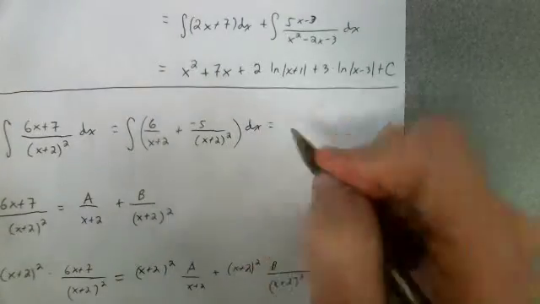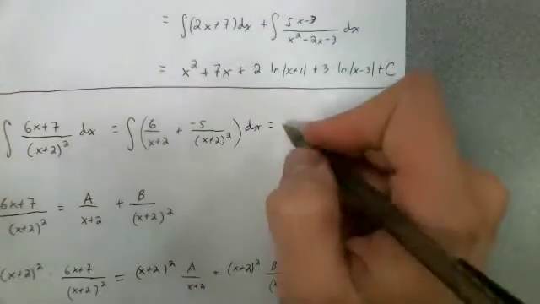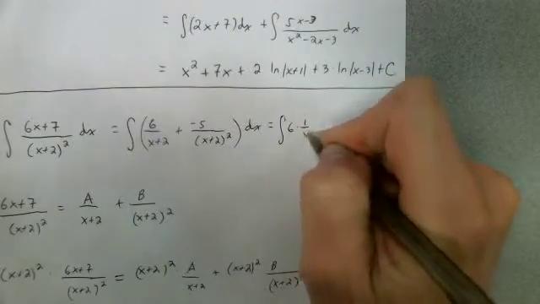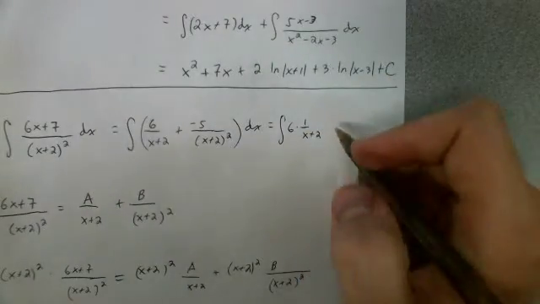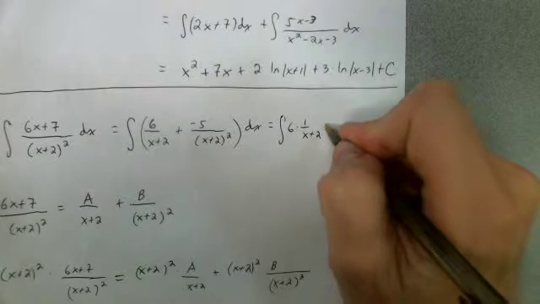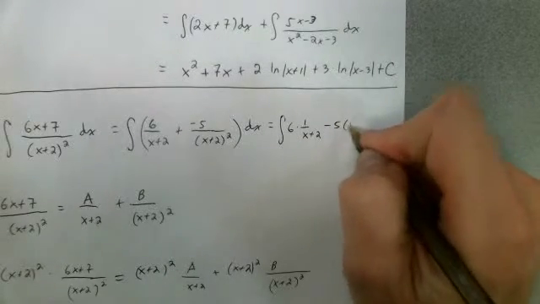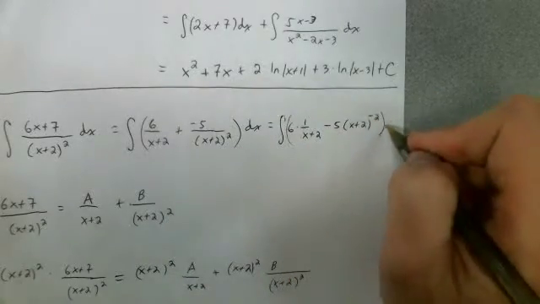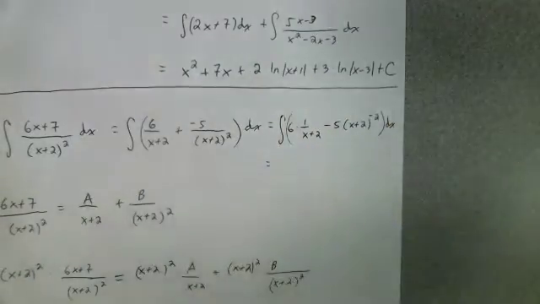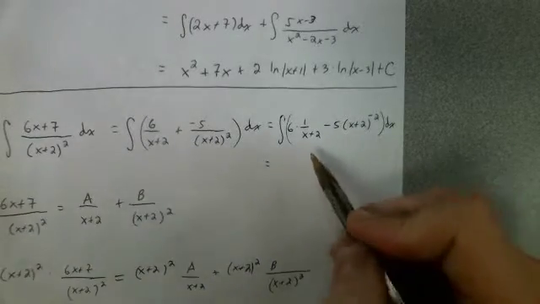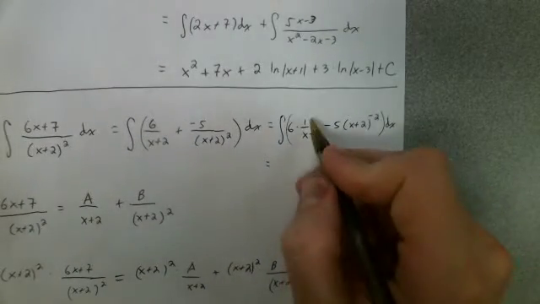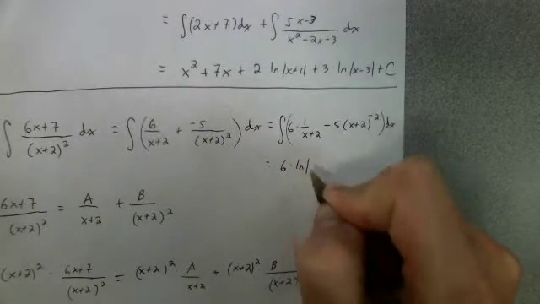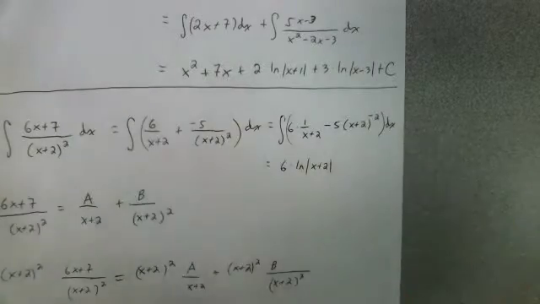So, all right, finding antiderivatives this time, okay? Well, think of this as 6 times 1 over (x + 2). Now with this guy, think of this as minus 5 times (x + 2) to the negative 2 power. All right. So to find an antiderivative of 1 over (x + 2), well, we can do 6 times natural log absolute value of (x + 2).